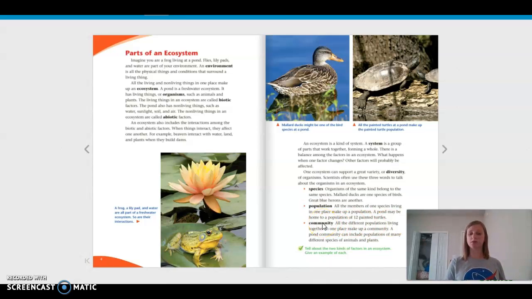And then community, those are all the different populations living together in one place. Okay, so this could be, a pond community could include populations of many different species of animals and plants. They could have turtles, ducks, they could have species of frogs, all kinds of different species that are living together in one ecosystem. Those make up the community.